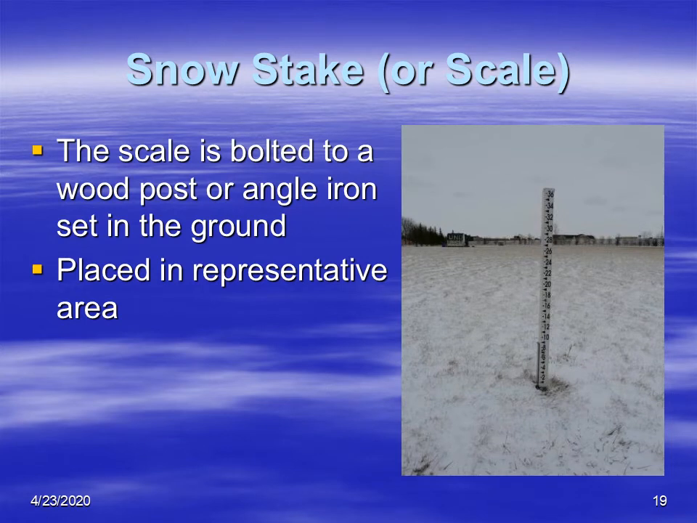As you can see, this one is bolted. It has very big numbers, which is very helpful for seeing at a distance. This is the one that's used at the National Weather Service in Grand Forks. And it's bolted to an angle iron that's set into the ground. And of course, as I mentioned, it's put in a representative area where there's no obstructions.